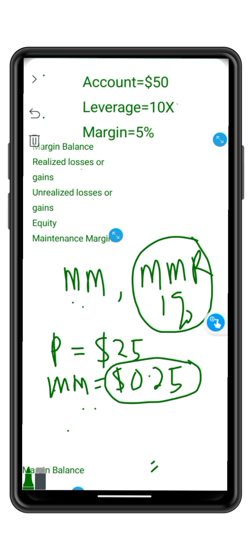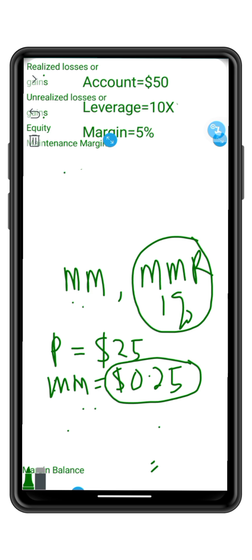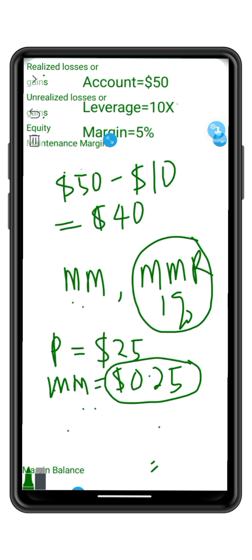All right, so let's say you are on cross. Remember, on cross your entire account balance is at risk. So you're on cross and your maintenance margin is 0.25. What this means is if you have an unrealized loss of say $10, so if we take away 10 from here, that means you would have a margin balance of 40. So $50 from your account, take away $10, that is going to give us $40. So you will still have a margin balance of $40.